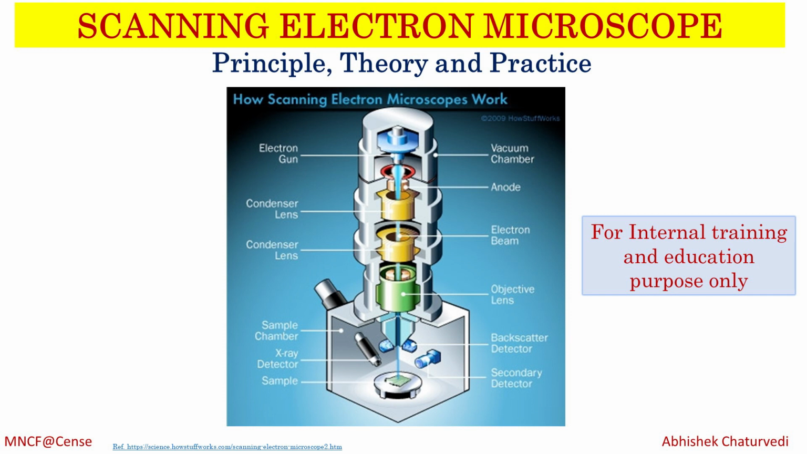Then we have a vacuum chamber on the outside which contains the electron gun. Then I have different lens systems, the condenser lens, and then we have the objective lens. This beam of electrons is coming down, and finally we have the sample chamber where we have different kinds of detectors. As you can see here, I have an X-ray detector, a backscatter detector, and a secondary electron detector. So this is the basic structure of a scanning electron microscope.